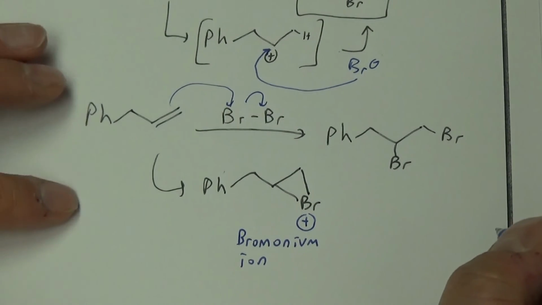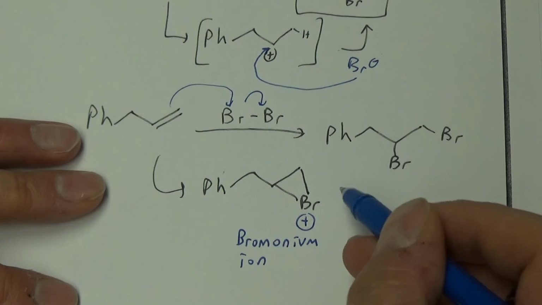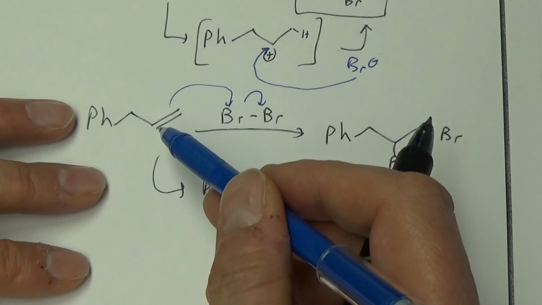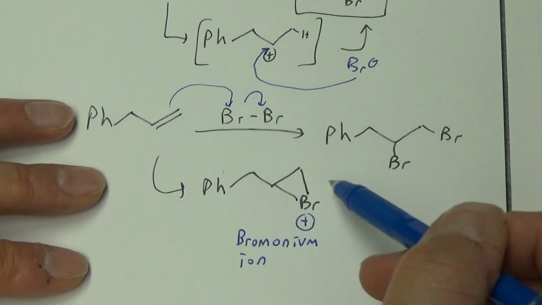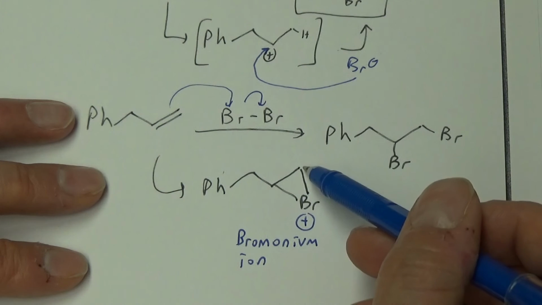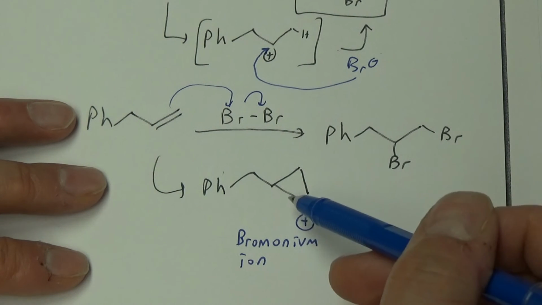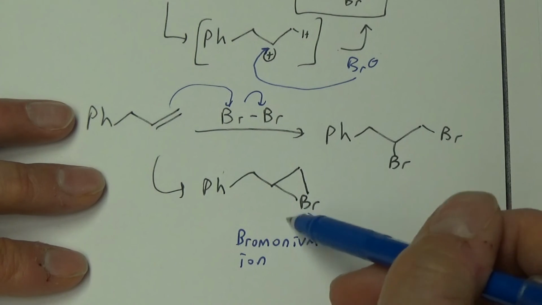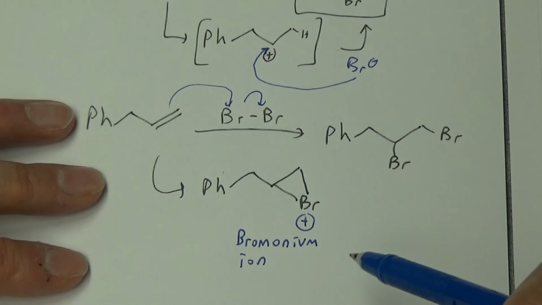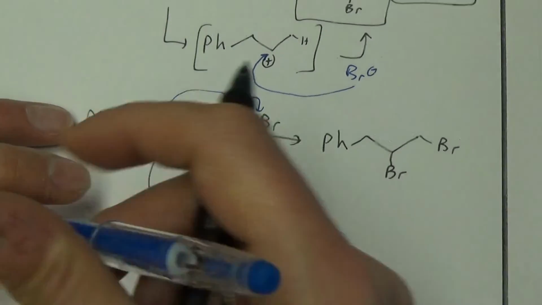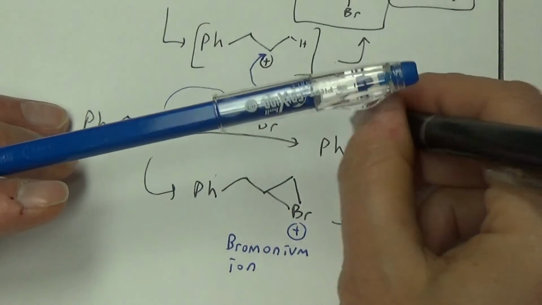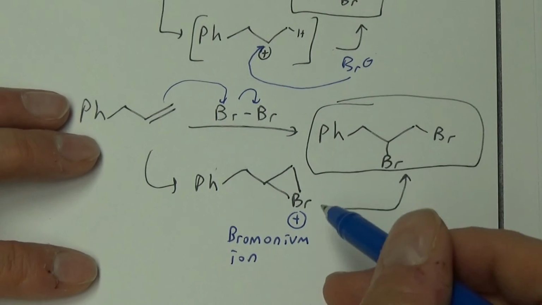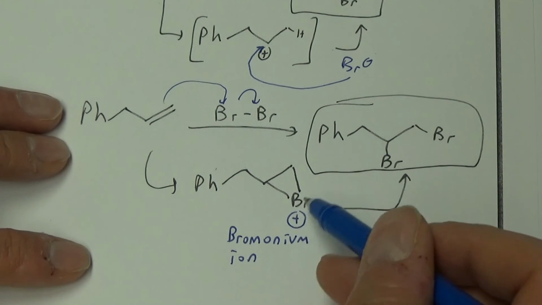A bromonium ion. And this kind of acts like, because there's a secondary position and a primary position, right? This has secondary carbocation character, so there's a little more carbocation character on the secondary position, and that's where the next step, where the nucleophile attacks, is. So this just gets opened up like an epoxide or something.